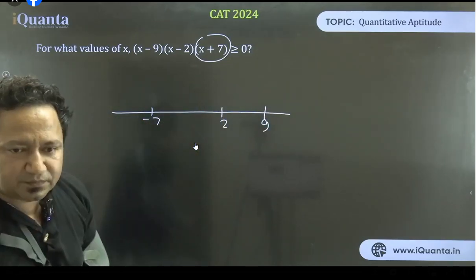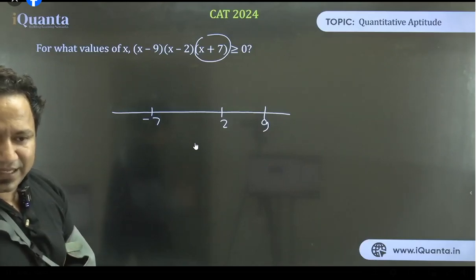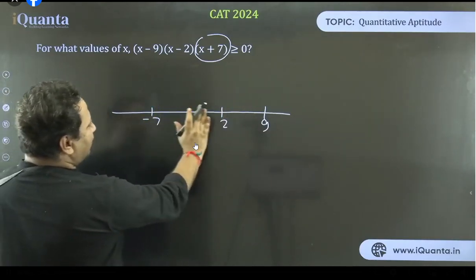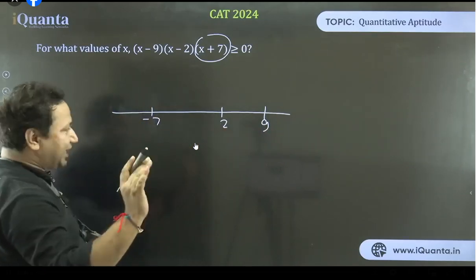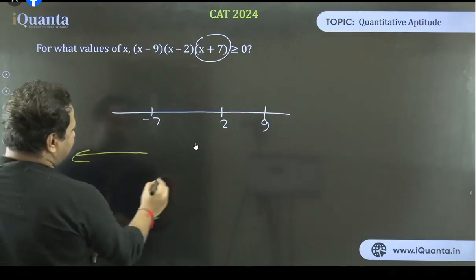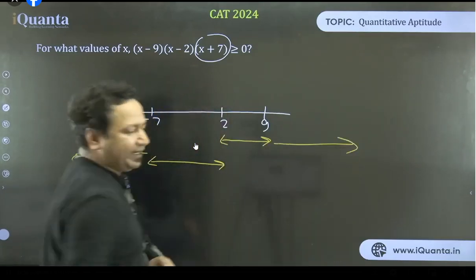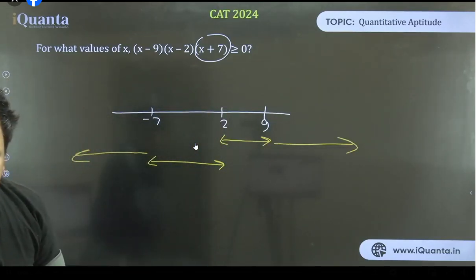Now listen very carefully. Without thinking anything, just take any critical point. You can take minus 7 or 2 or 9. See, we have 4 different regions. One is less than minus 7. Other is in between minus 7 and 2. Third is between 2 and 9. And fourth is beyond 9. Do you understand this? Yes or no? Do you guys understand this?